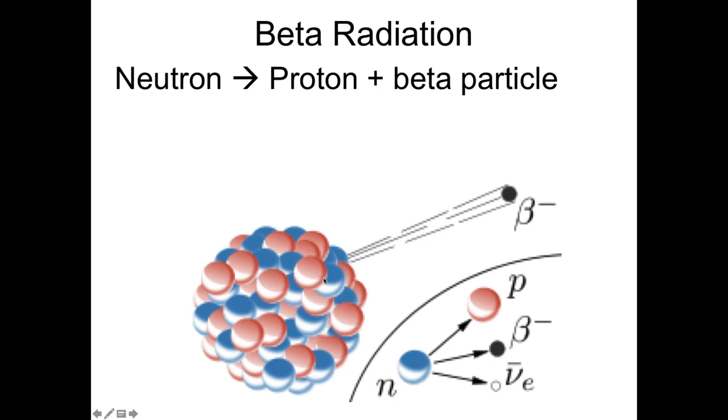So this diagram here just shows this nucleus and this ejection of that beta particle. And when we look down at the neutron, this neutron is going to turn into a proton. We're going to get some beta, and we're going to get some gamma radiation that's going to come off of that.